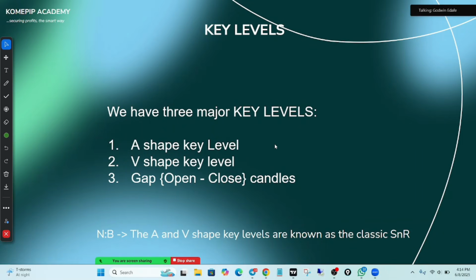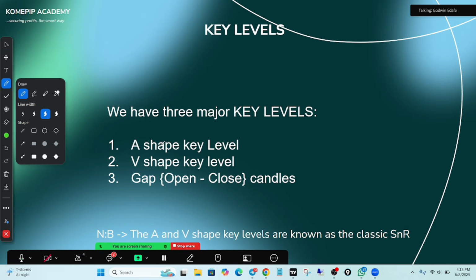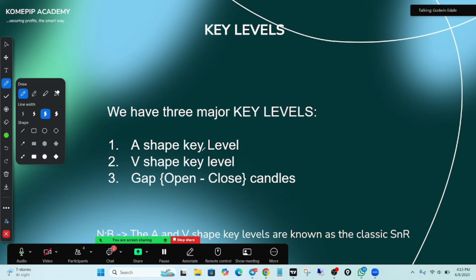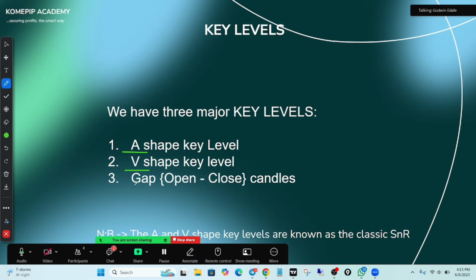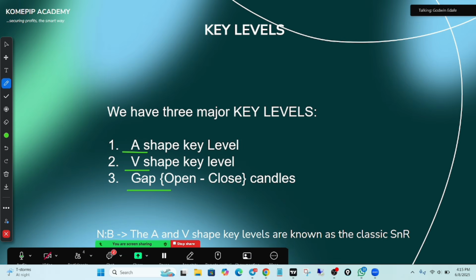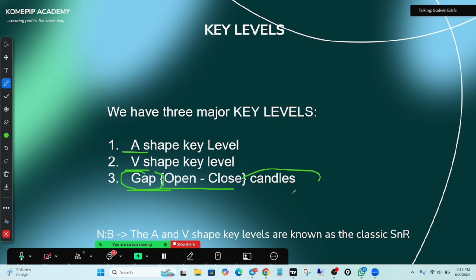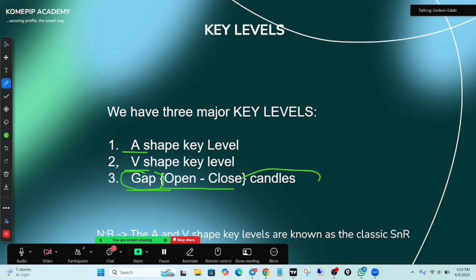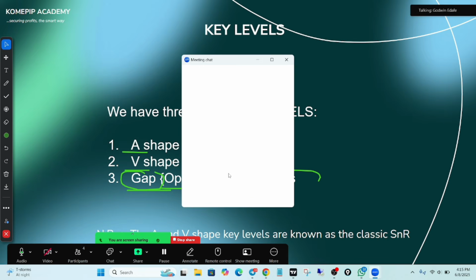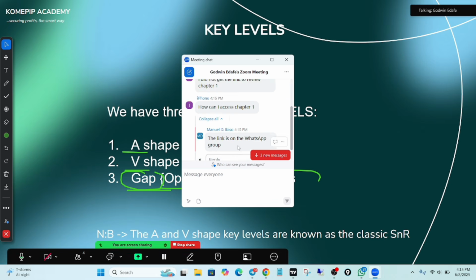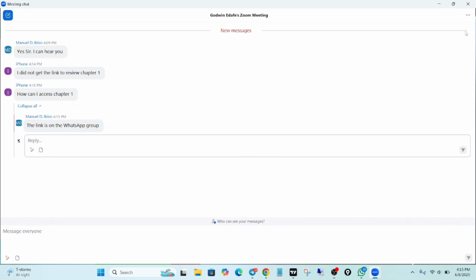We have 3 major key levels, and it is important that you pay attention to them. We have the A-shaped key level, the V-shaped key level, and the gap key level. Now, for me, I don't really like calling this a gap. I love calling it open close candles instead, because to actually see a real gap on the chart, we might need to use the futures chart.